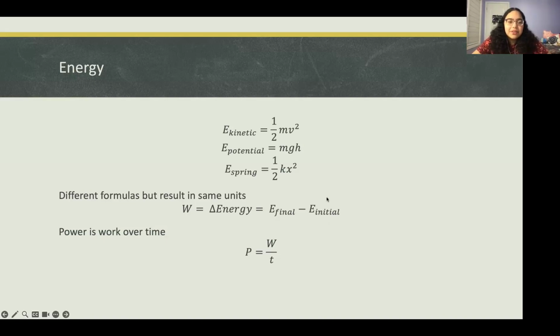And power, another concept, is work divided by time. That means it's also change in energy over time. So the power to do something is how much the energy changed and how long it took. And then yeah, the units will always check out. So work and energy are all in joules.